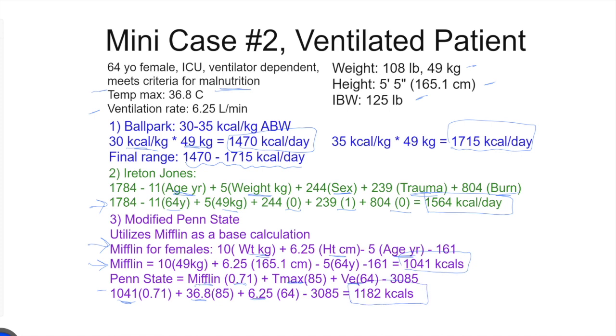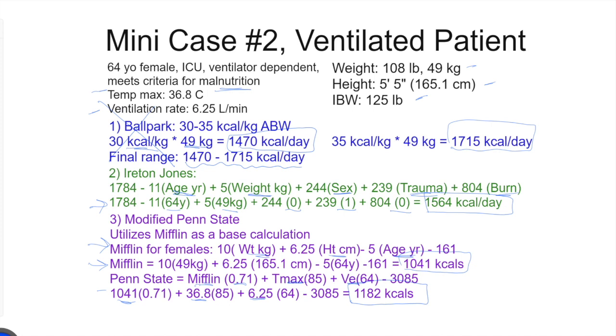So now let's choose which equation is most appropriate for our patient. In basically every situation, again, the ballpark method, particularly for an ICU ventilated critical care patient, is going to have less than 50% accuracy. So even though I could have picked a different ballpark range, it doesn't really matter. Basically, all ballparks are not super accurate for determining calorie need. So I'm going to say no to the ballpark.